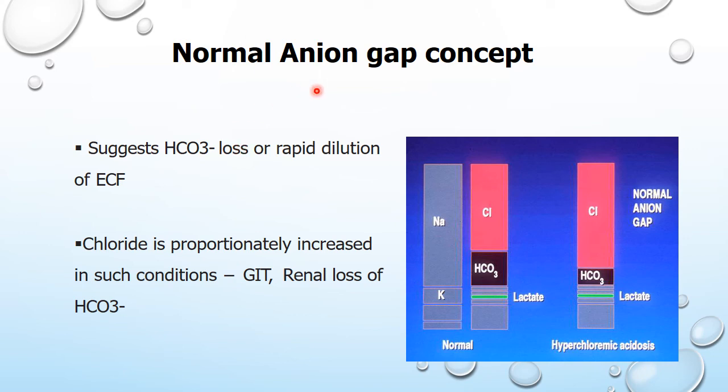Coming to normal anion gap metabolic acidosis, which is either due to bicarbonate loss in the GIT or in the renal system. Here the chloride is proportionately increased to maintain the anion gap. So as we can see here, when there is bicarbonate loss or a rapid dilution of extracellular fluid, there is increase in chloride proportionately so as to maintain the anion gap.